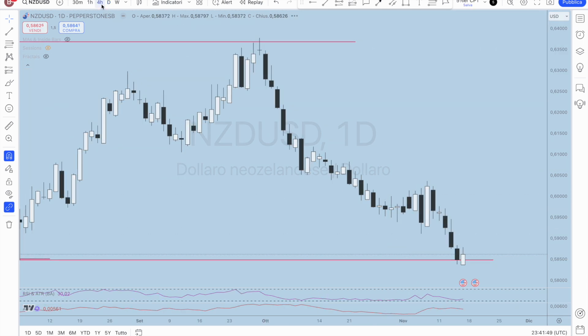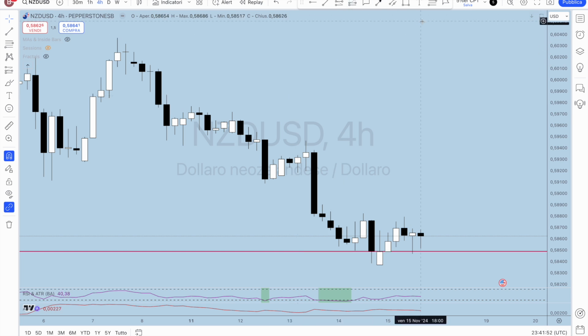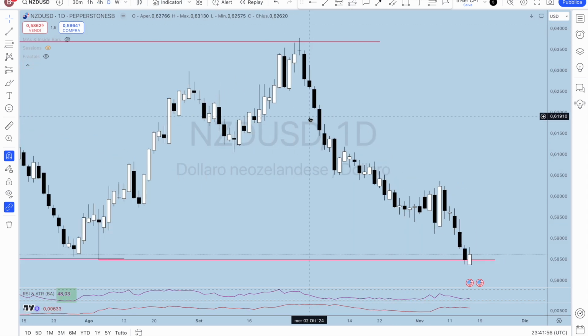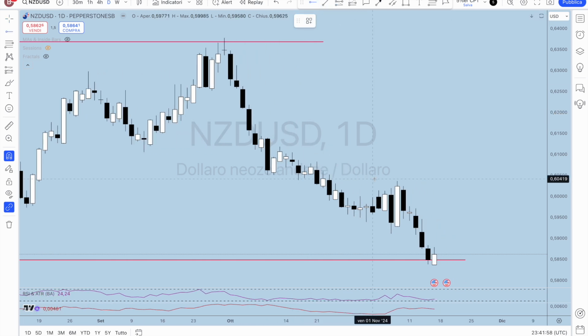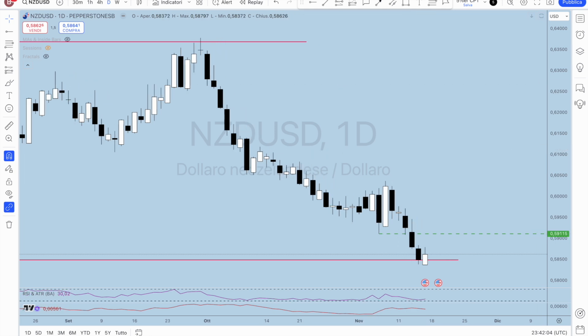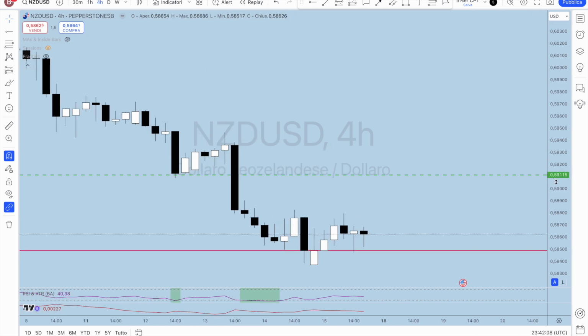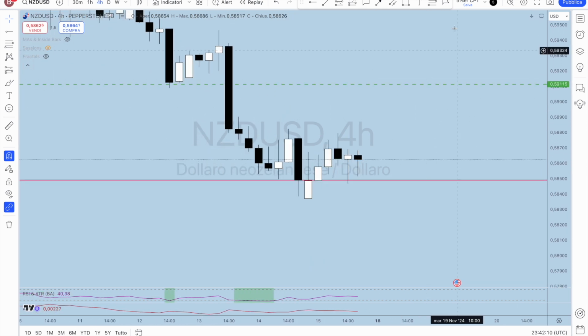So I am looking for long, and again similar, actually going back to the daily just to determine the target placement. This will be my target because that's the last swing level. Back to the 4 hours. So zooming in, this is my swing point. So I'm looking for something like this.